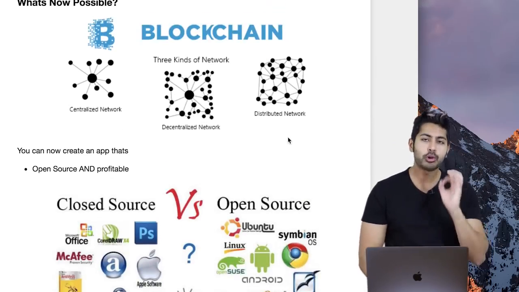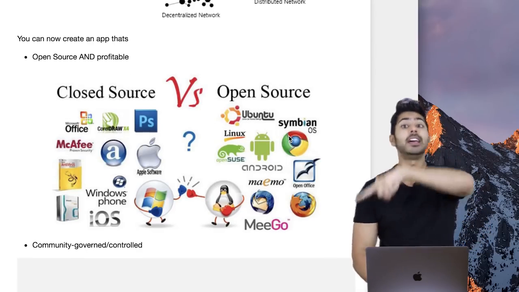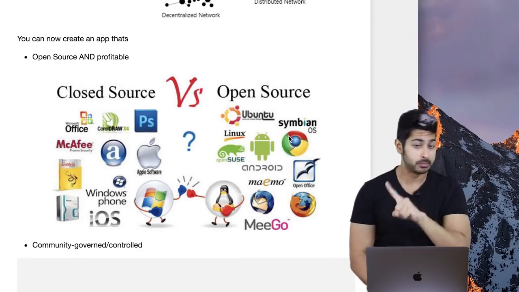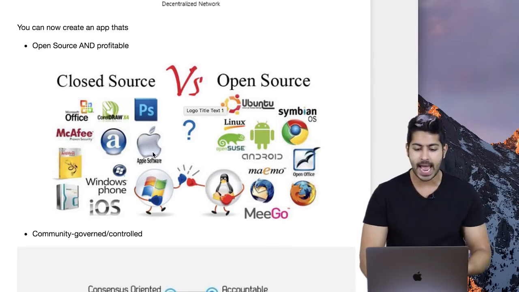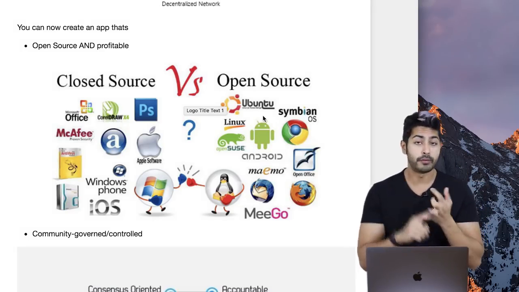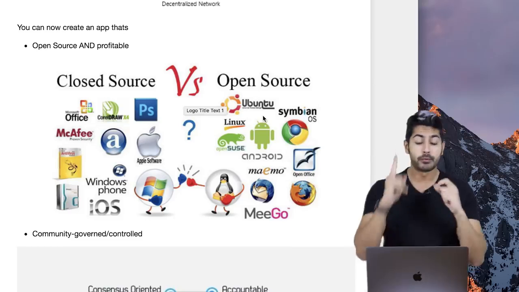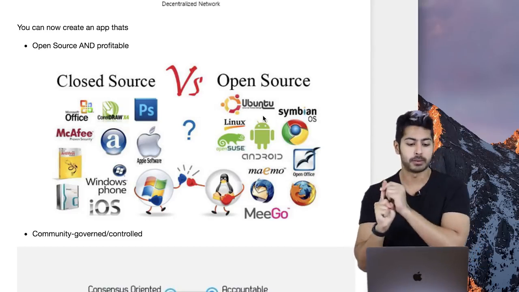So you can now create an app that's, number one, open source and profitable. That's never been possible before. Either it's closed source like Microsoft Office or anything by Apple and it makes money, or it's open source like Ubuntu or Firefox and you don't make any money. For the first time, you can make an application that's both open source and profitable.